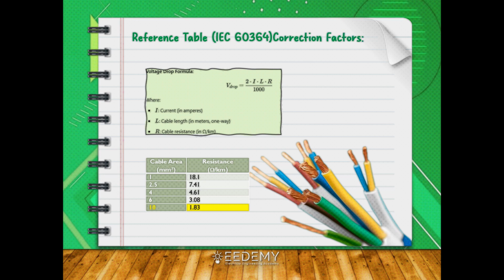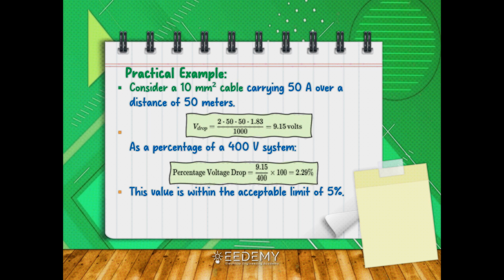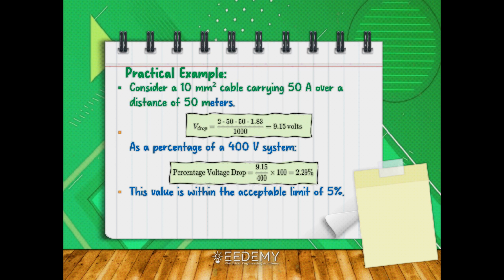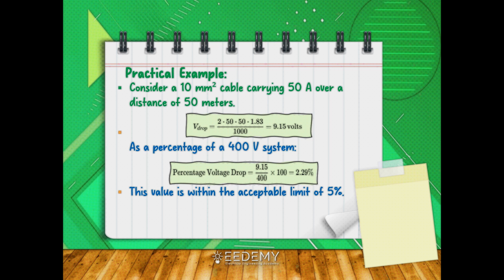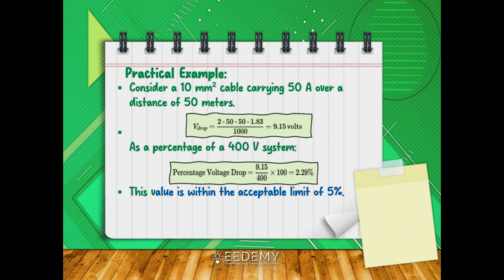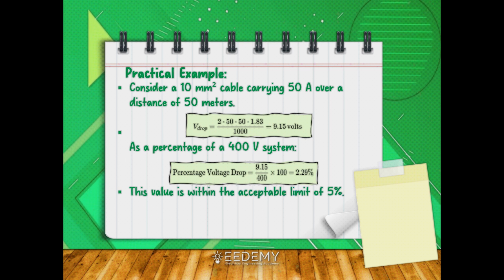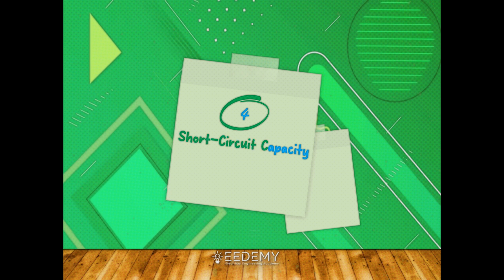Voltage drop calculations can be performed using predefined tables or formulas. Calculations are based on cable length, current, and resistance using standard formulas or reference tables. Practical example, consider a 10 mm² cable carrying 50 amps over a distance of 50 meters. This value is within the acceptable limit of 5%.